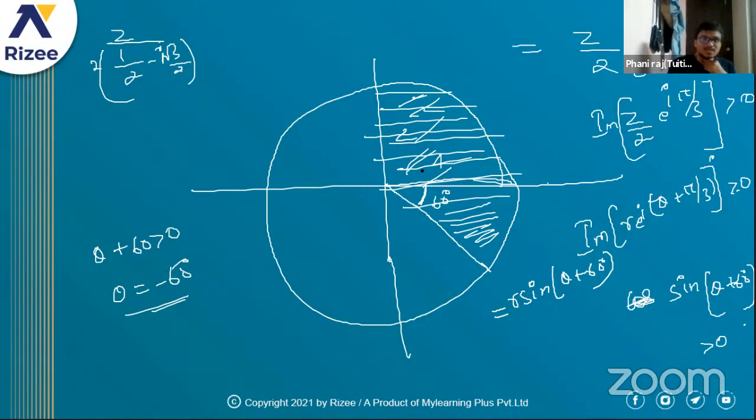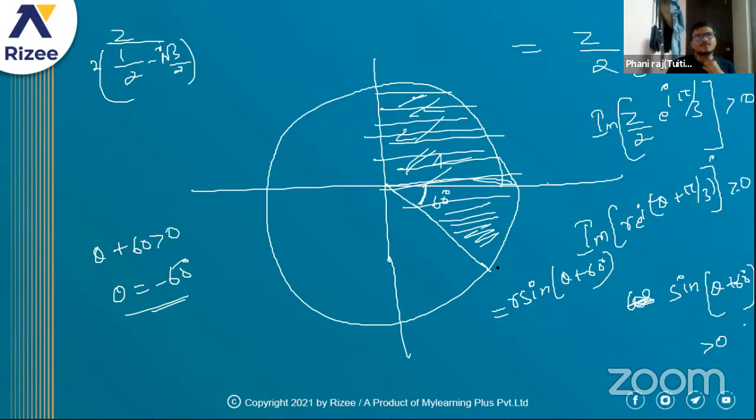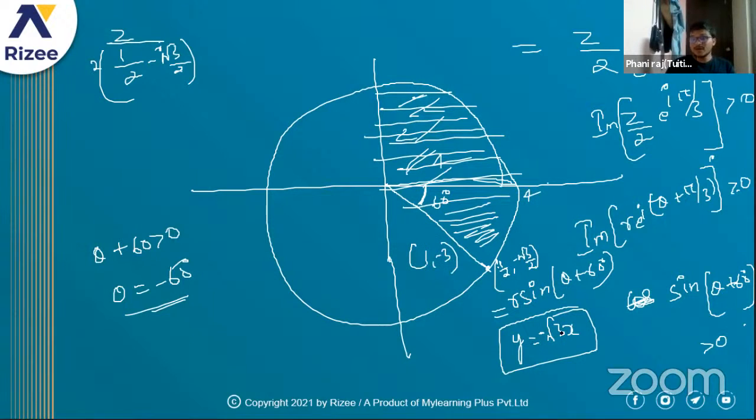Now z minus, okay, 1 comma minus 3. So what is the equation of this line? This is x equals r cos theta. So this is 1 by 2 comma minus root 3 by 2. So y equals minus root 3x. So 1 comma minus 3, right? So this radius is 4. If you put x equal to 1, you get y equal to minus root 3, so the point is below this line.